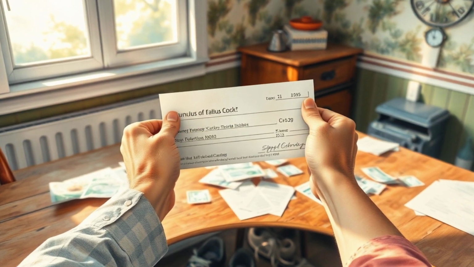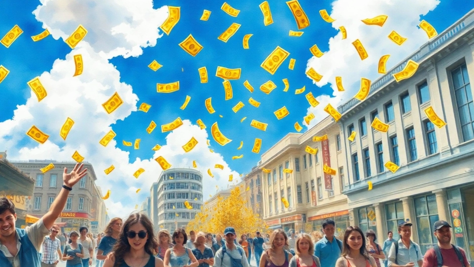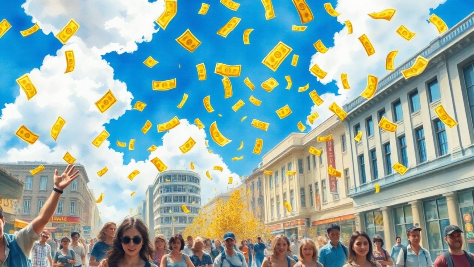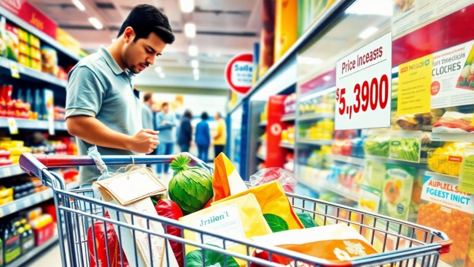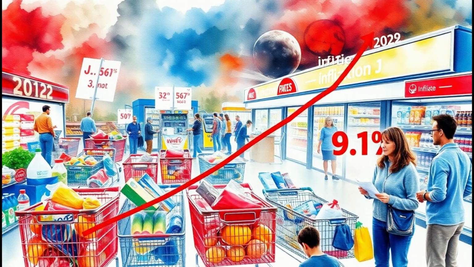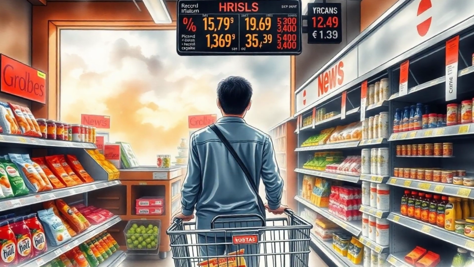Congress sent out stimulus checks. The Fed kept interest rates at zero. And for a brief moment it felt like free money was raining from the sky, but there's no such thing as free money. By 2021, inflation started creeping up. By 2022, it hit 9.1%, the highest in 40 years.